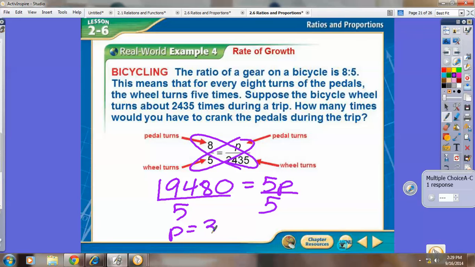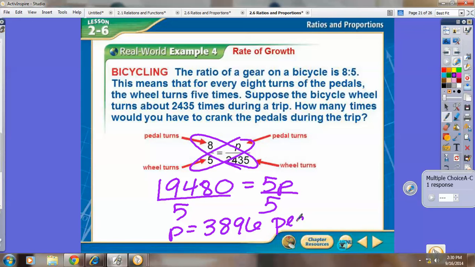What was that? 3,896. Now, I'm going to be a stickler. You guys will soon see that I like attention to detail. 3,896, what kind of turns? Is it wheel turns or pedal turns? Pedal turns that I want you to label.